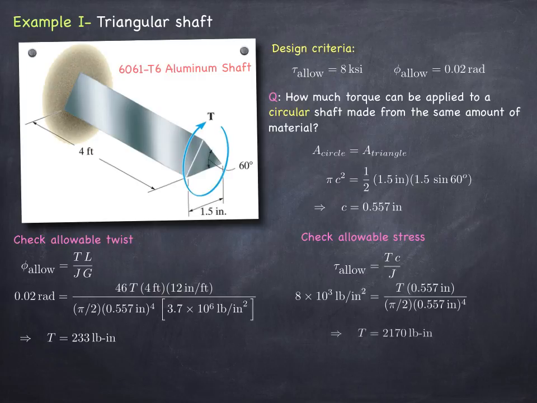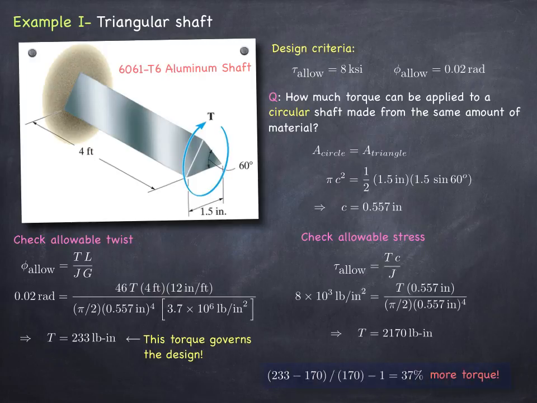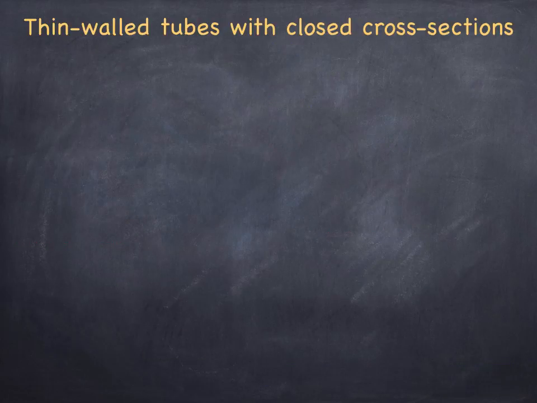The only unknown again there is torque. We compute its value to be 2,170 pound-inches. Again, the allowable twist criterion governs, and this torque that the circular shaft carries now is larger than what the triangular shaft could carry. In fact, it is 37 percent more torque that you can apply to the circular shaft of equal volume material.